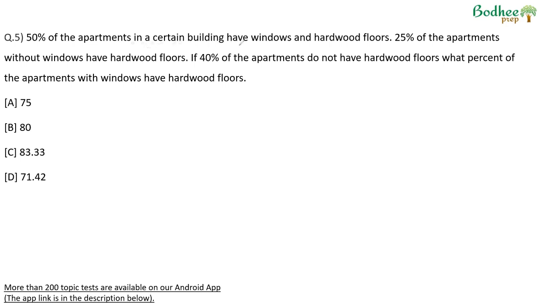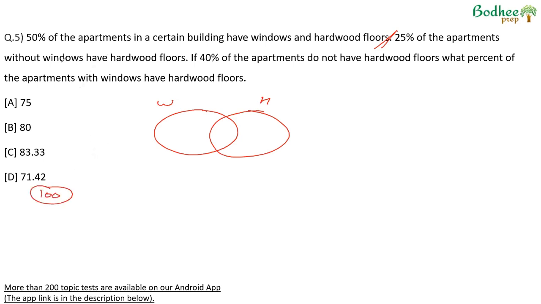50% of apartments in a certain building have windows and hardwood floors. 25% of apartments without windows have hardwood floors. 40% of the apartments do not have hardwood floors. What percent of apartments with windows have hardwood floors? So there are windows, there are hardwood floors. Suppose there are 100 apartments in the building. 50% have both. 50% in a building have windows. So this will be 50.